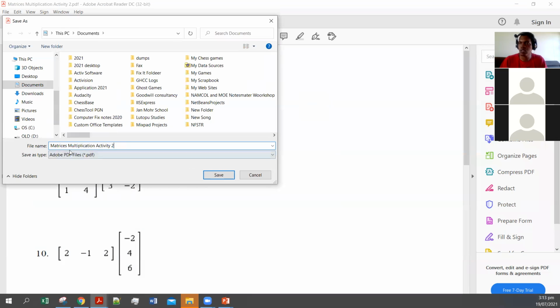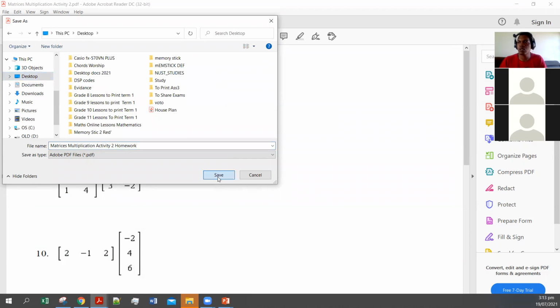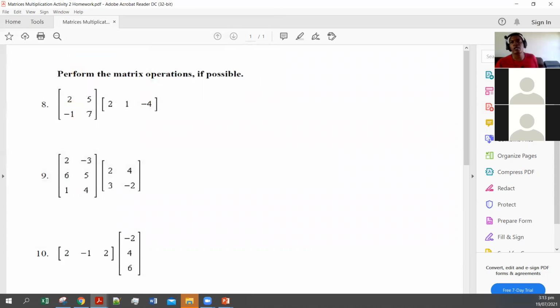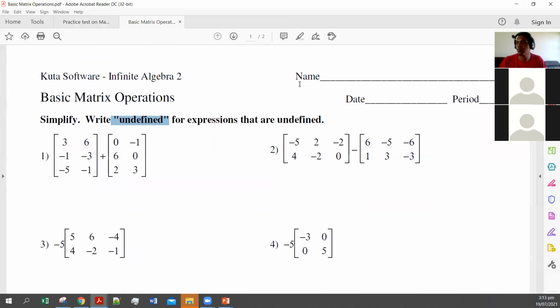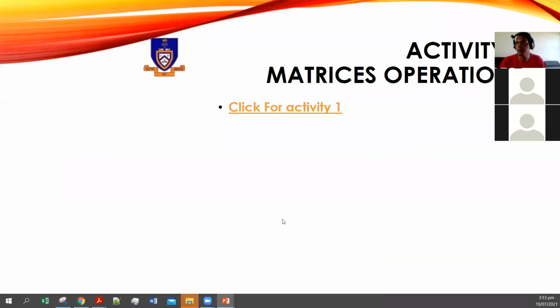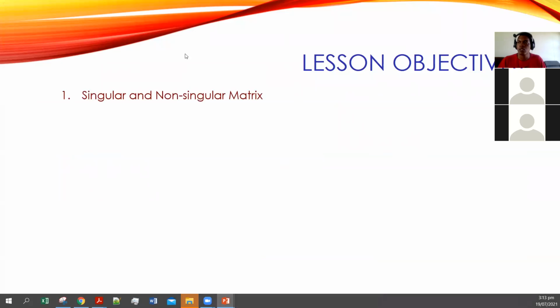So I can see it says matrix multiplication activity 2, save homework. I'm just quickly saving this so that I know I have to upload it correctly. So that is the activity for today. It will be on Google Classroom.